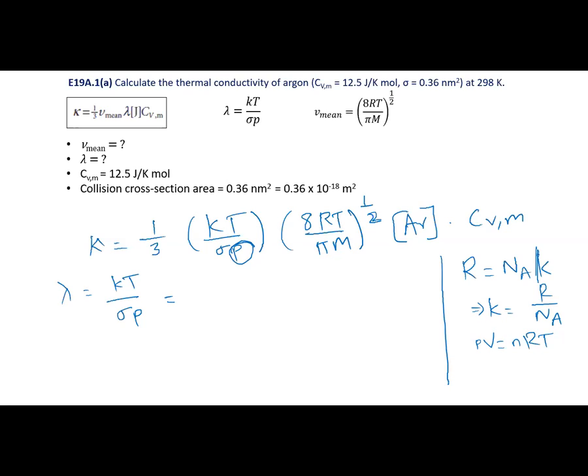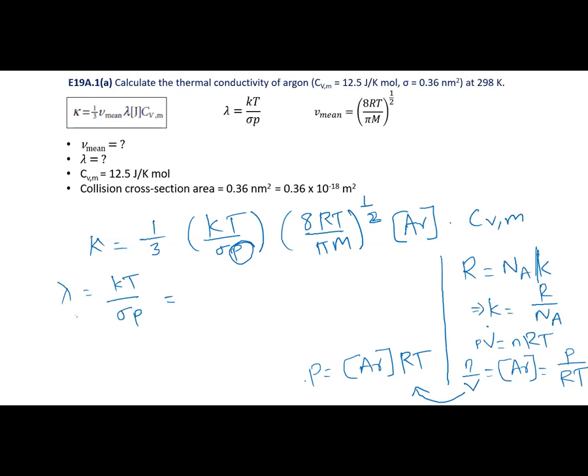Then I would say n over V, which is nothing but the moles over volume, is nothing but the molar concentration. In this case, it's argon. And this is given as P over RT. So from this equation, I can take the P onto the left hand side because I want to replace P, which is equal to molar concentration of argon times RT. So I'm going to substitute P and k back into this equation.